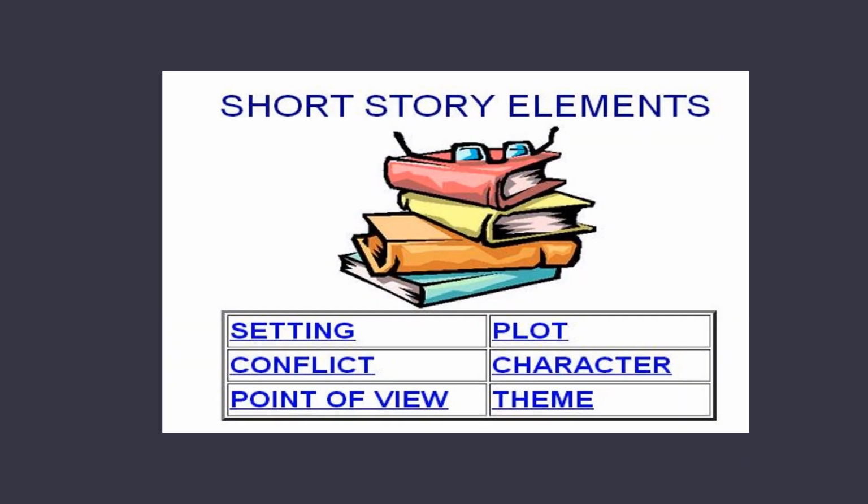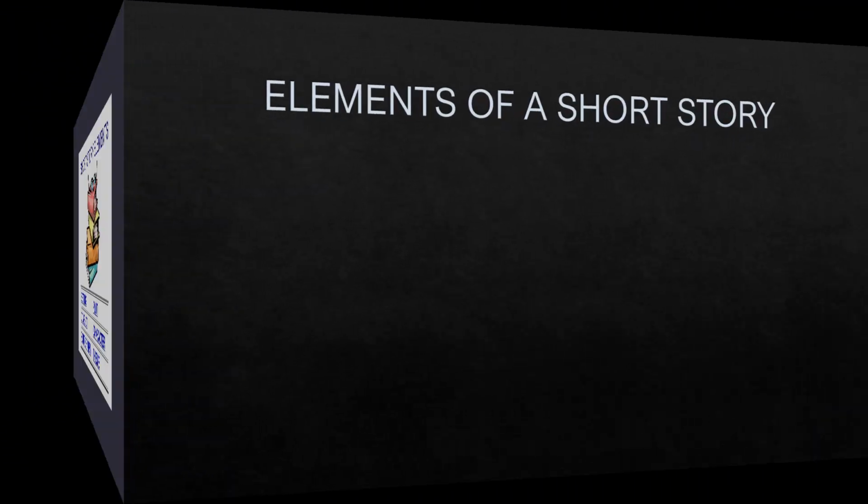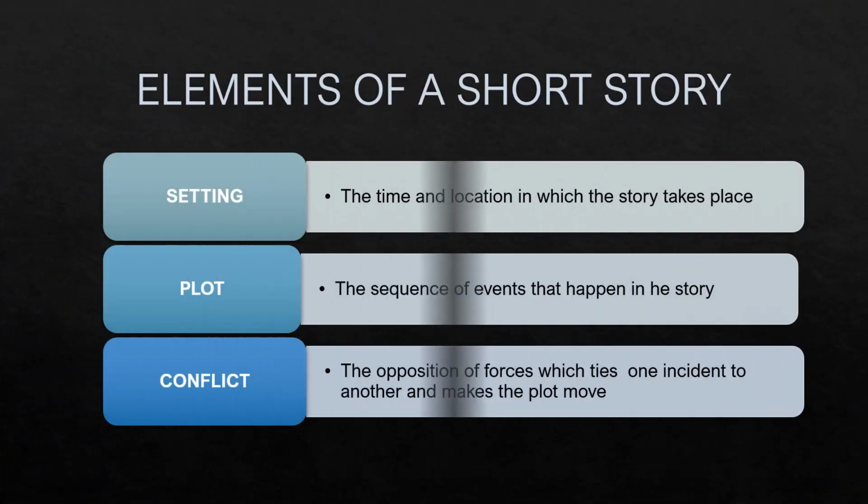Short story has different elements. They are the setting, the plot, the conflict, character, point of view, and the theme. We will be discussing them one at a time as we go along. These are the elements of a short story.